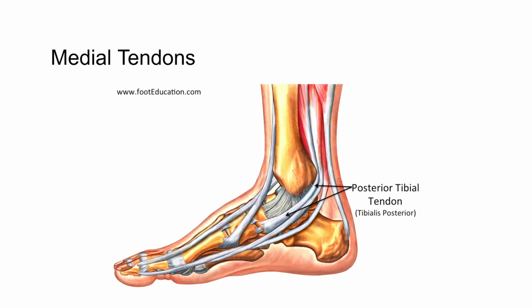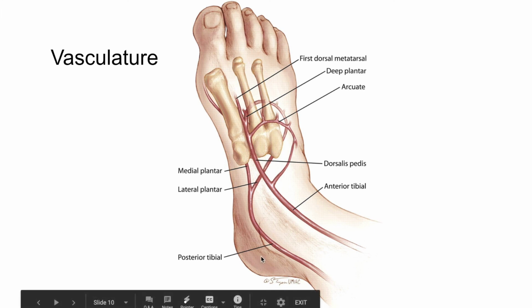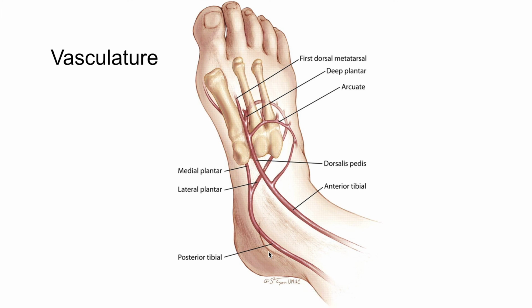Before finishing with the ankle anatomy, it's important to understand the vasculature, as these are arteries that should always be palpated when doing a physical exam. Beginning proximally in the ankle, we see the anterior tibial and posterior tibial arteries. These are main branches off of the tibial artery after it emerges from the popliteal fossa.